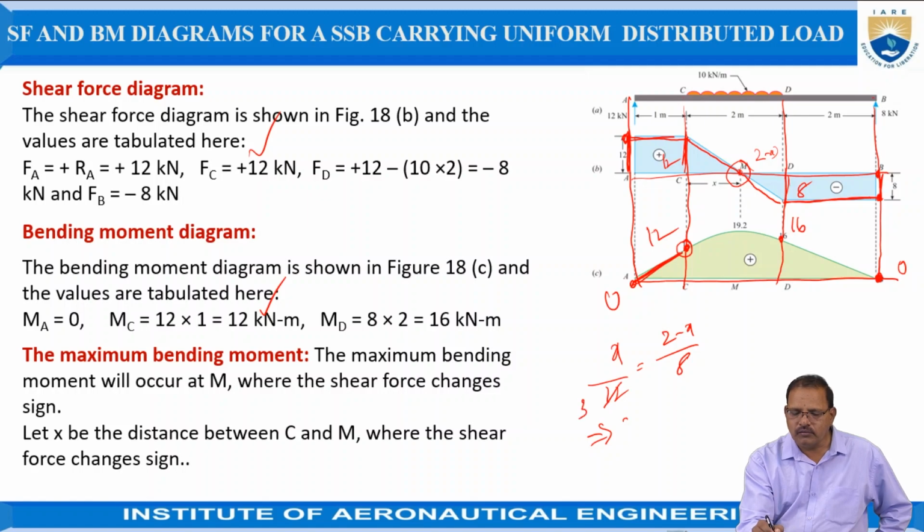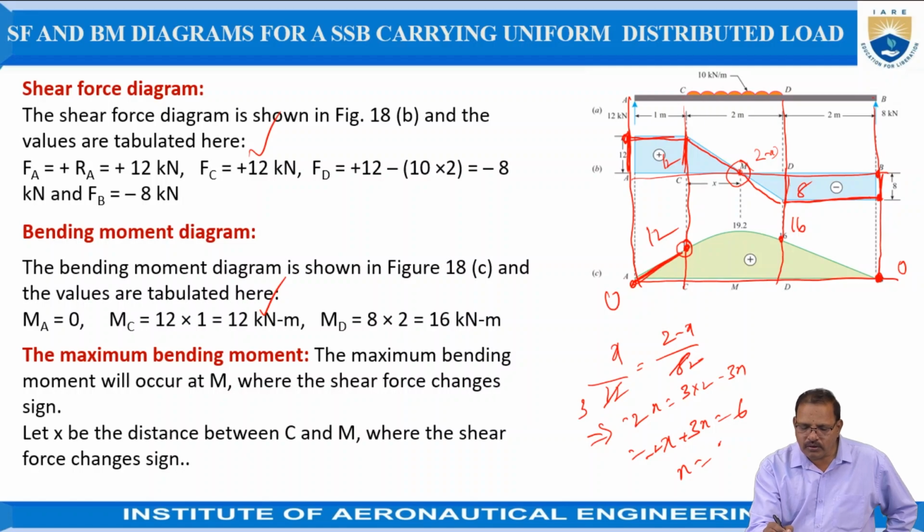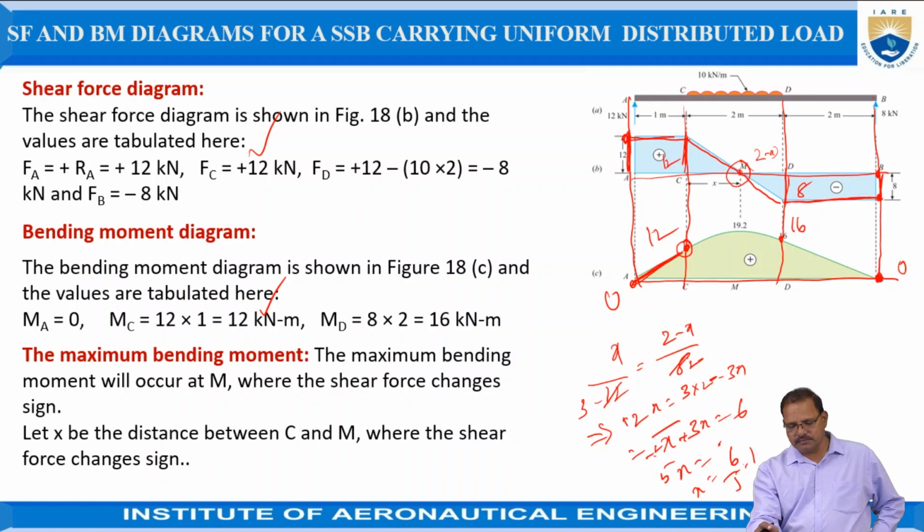From this relation, 2 into X is equal to 3 into 2, which is 6, minus 3X. So 2X plus 3X is 5X, which is equal to 6, or X is equal to 6 by 5, which is equal to 1.2 meters.